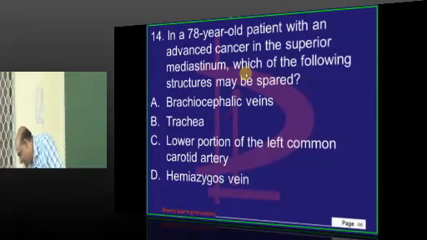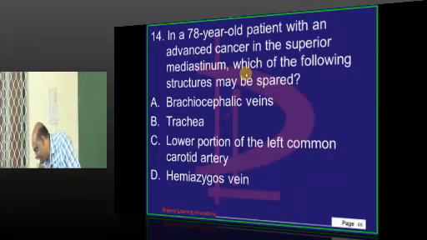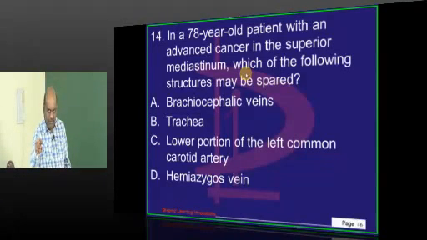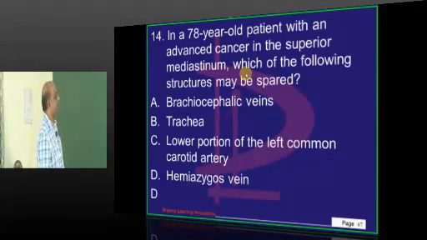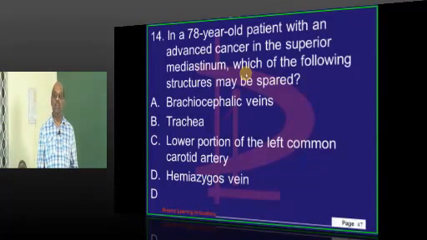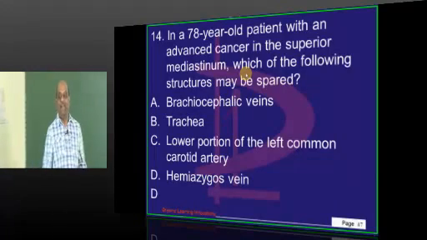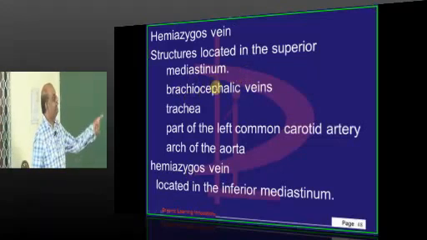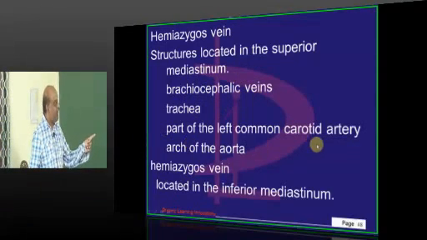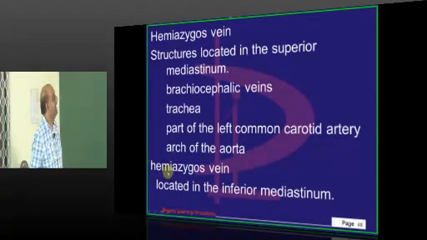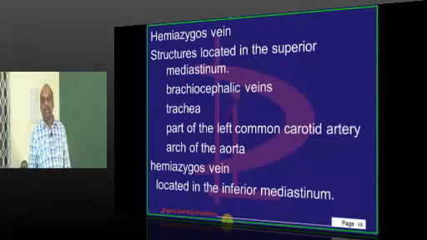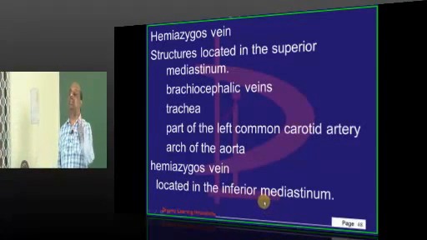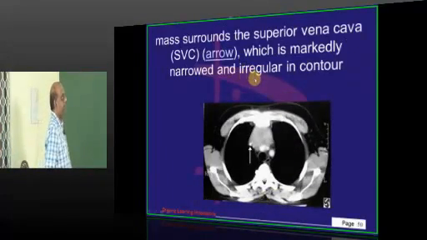Question number 14. Vijay Rohit is proposing D, Girija also, but Tirupati is the lone taker of, you said C? You also said D. Only Tirupati says C. Govinda, Govinda. So, let us look into hemiazygous. Typically, brachiocephalic vein, trachea, left common carotid artery, arch of aorta, they're all part of the superior mediastinum. Tirupati should remember that hemiazygous is a part of the inferior mediastinum is what you need to basically remember.